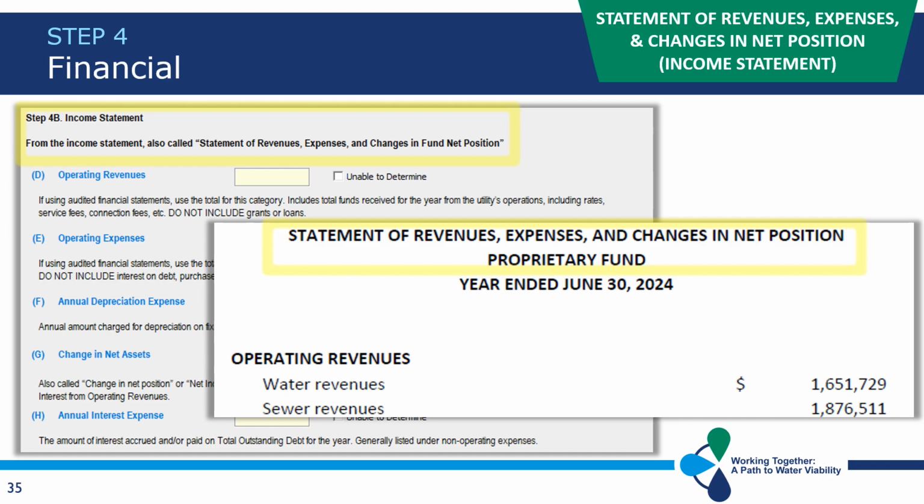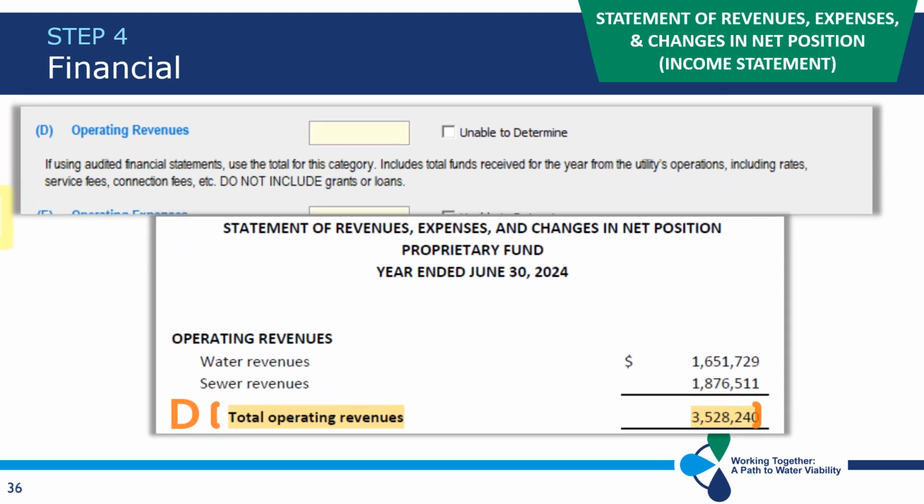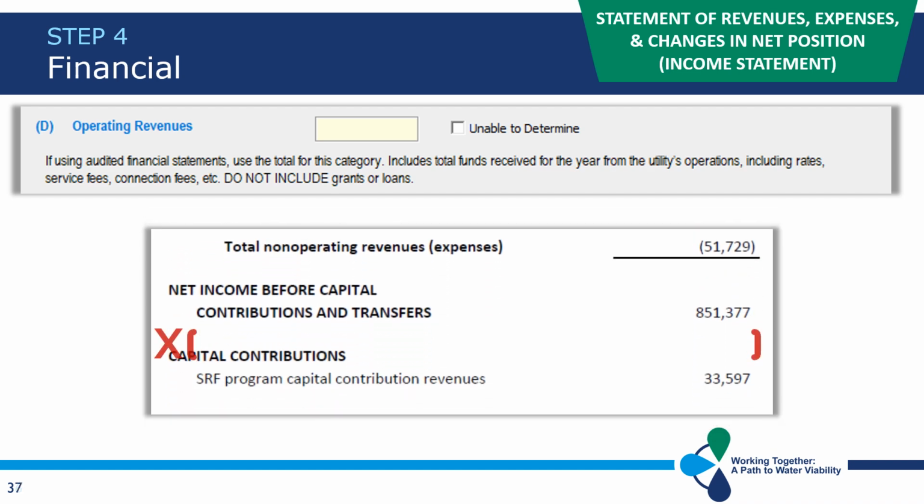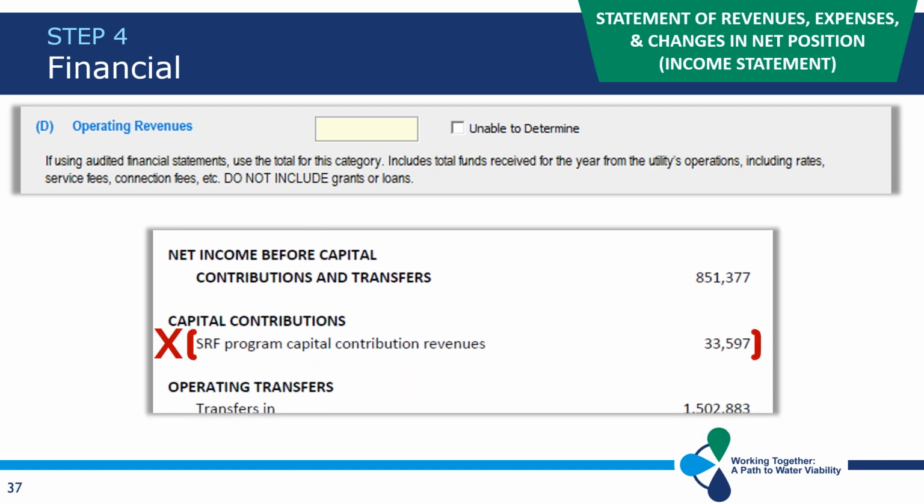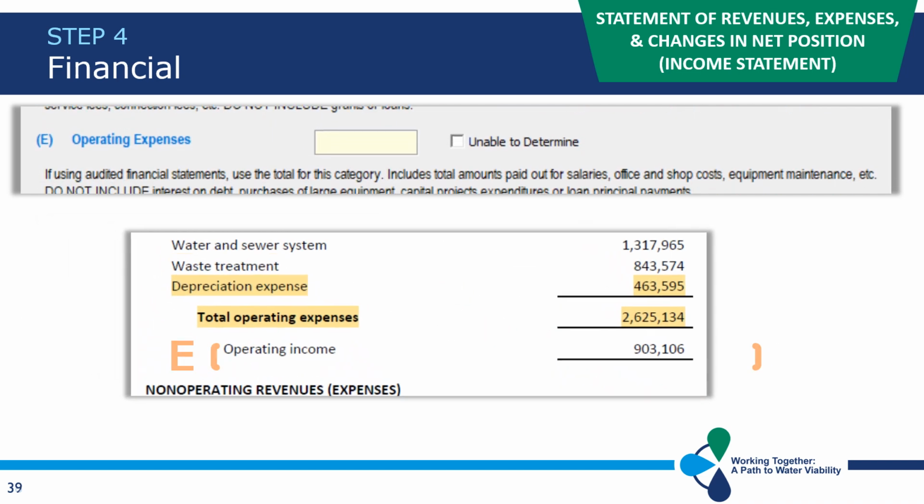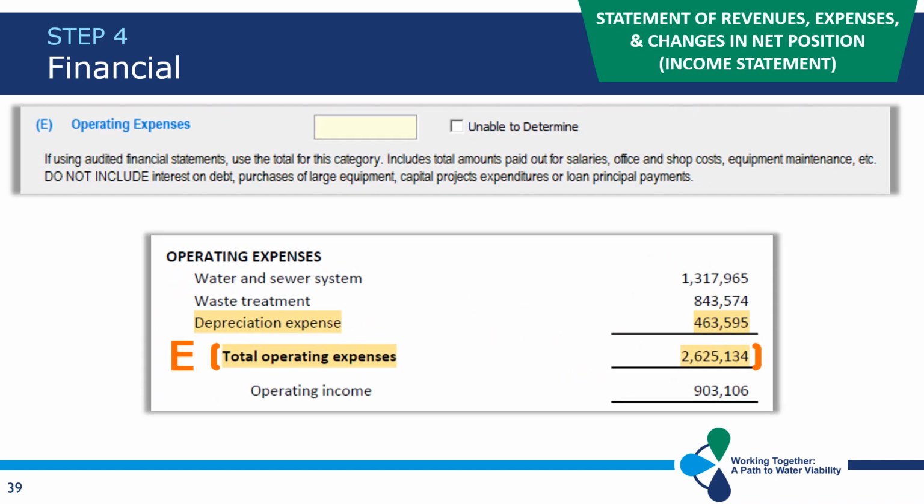Operating revenues will be clearly listed on the financial statement. They include total funds received from the utility's operations, such as rates, service fees, connection fees, etc. Do not include grants or loans, which would be listed separately on the statement, as shown in these two examples. Operating expenses include total amounts paid for salaries, equipment, administration, and plant operation and maintenance. Do not include interest or principal on debt, large equipment purchases, or capital improvement expenditures.